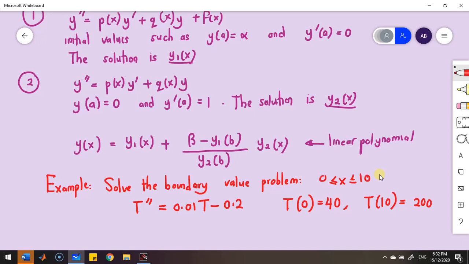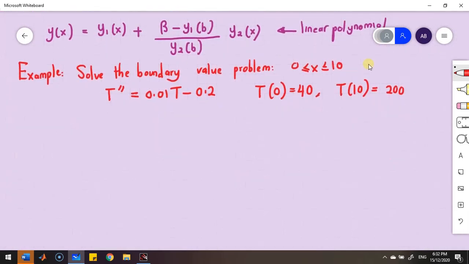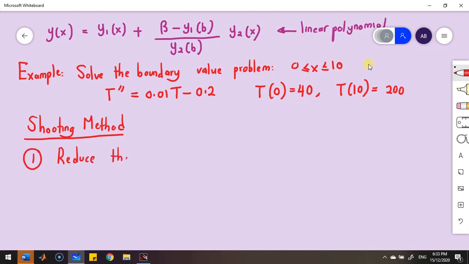So how can I solve this boundary value problem using the shooting method? I'm going to solve it using the shooting method. So what is the first step? The first step is to reduce the problem into a system of first order ODE.